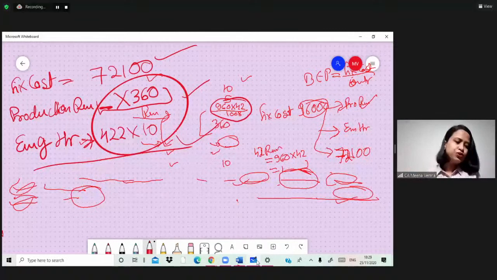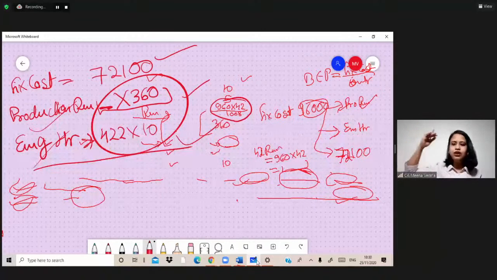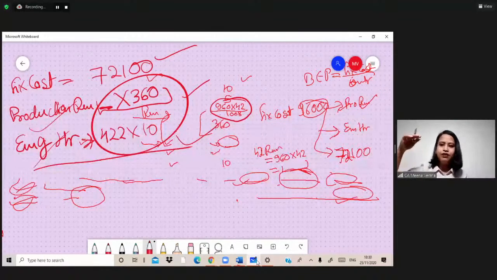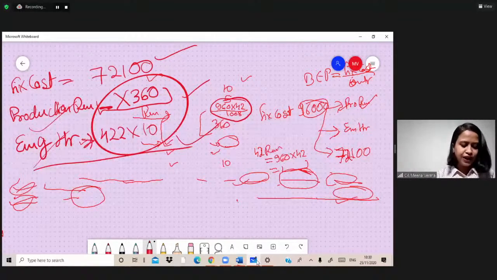I want you to do this question, then I will solve it. First of all, I want you people to do this question and give me the answer, then I will do it. Please do this and give me the answer. In the numerator, you will write the fixed costs: the cost on the basis of production runs and the cost on the basis of engineering hours. So in the numerator, you will consider all the fixed costs which you have, and in the denominator, the contribution per unit. In this way, you can find the break-even point.